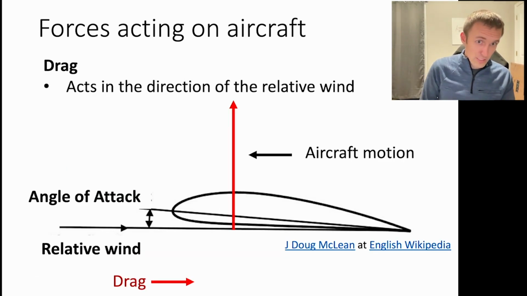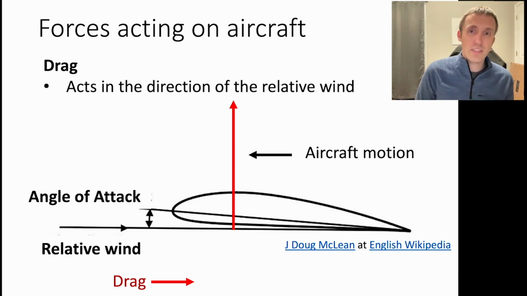So we've talked about thrust. Let's talk about drag a little bit. Drag is going to act in the direction of the relative wind. So thrust is acting in the direction of aircraft motion. Drag is acting in the direction of the relative wind, in the opposite direction of course, holding the aircraft back.